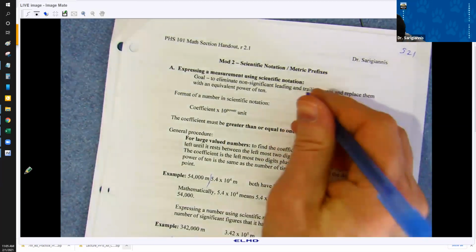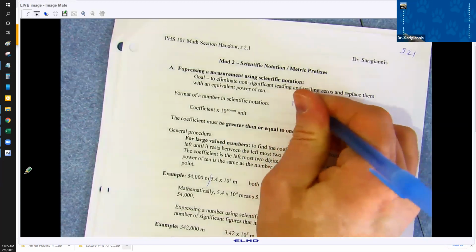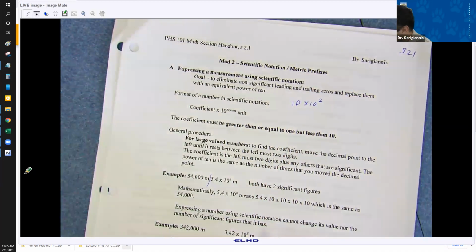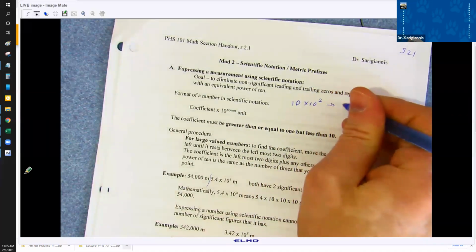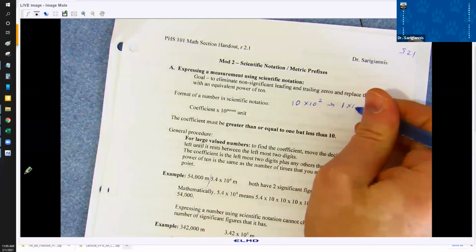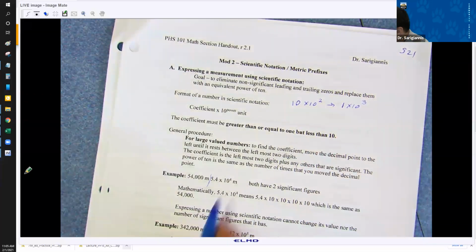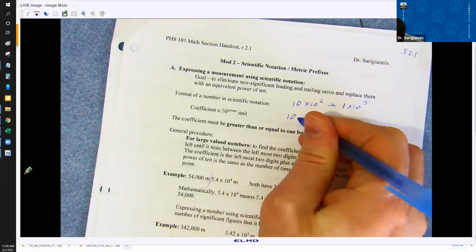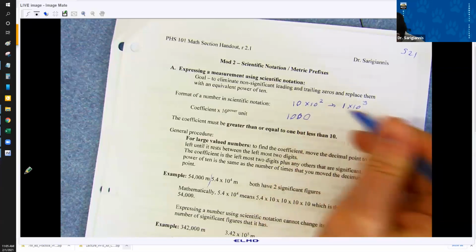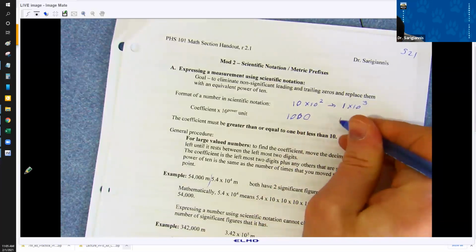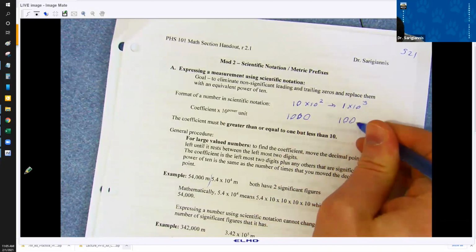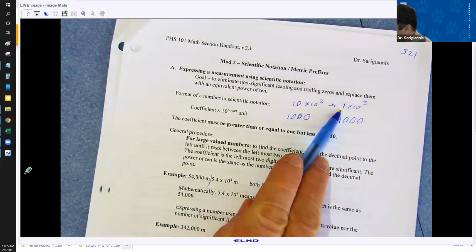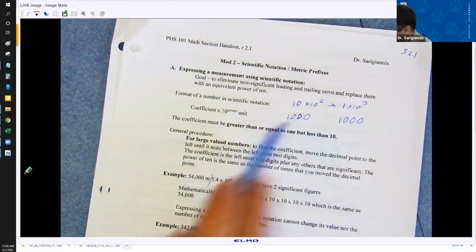Does that make sense? So if I have something like 10 times 10 to the second, right? Proper scientific notation is actually 1 times 10 to the third, right? Because what are these numbers? 10 times 10 to the second is 10 times 10 times 10, right? 1 times 10 to the third is 1 times 10 times 10 times 10, right? They're both the same number. It's just when you write proper scientific notation, you write it like this.